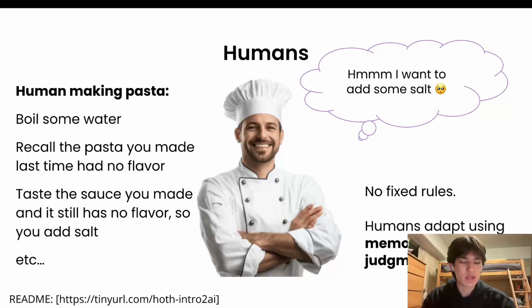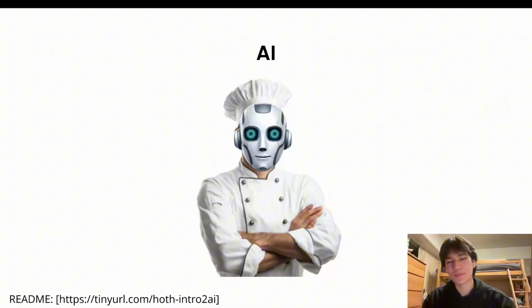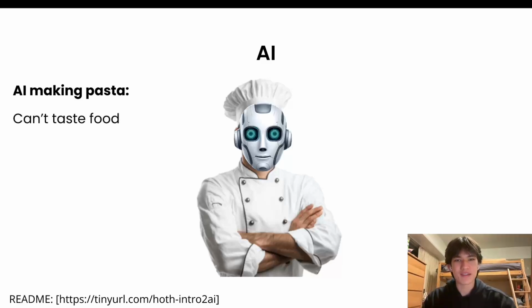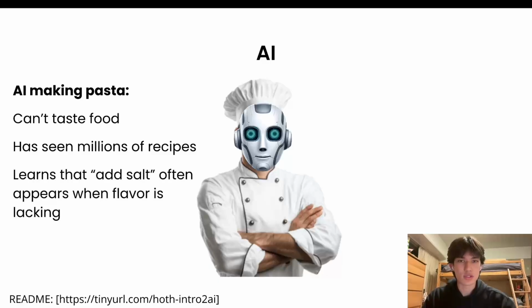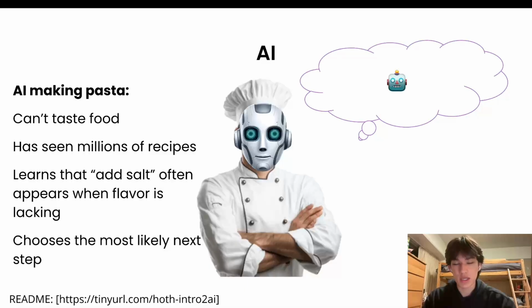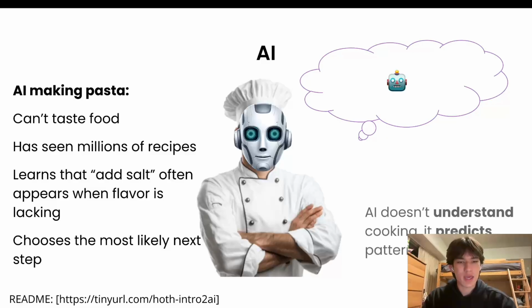So let's think about how an AI would make pasta. When an AI makes pasta, it can't taste the food. It can't physically put salt into the sauce, and it can't recall memories like humans do. But it's seen millions of recipes because, remember, it's trained on very large data sets. And it learns that "add salt" often appears when flavor is lacking. So it's going to choose the most likely next step in that scenario, which would be add salt if we have no flavor. Basically what I'm trying to teach you is AI is not going to understand cooking, but it'll predict the patterns.